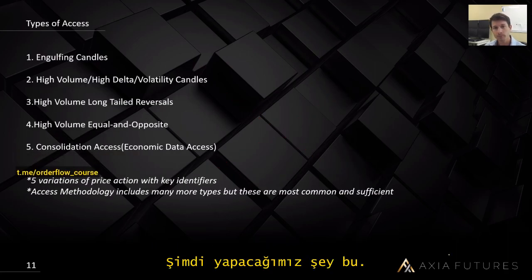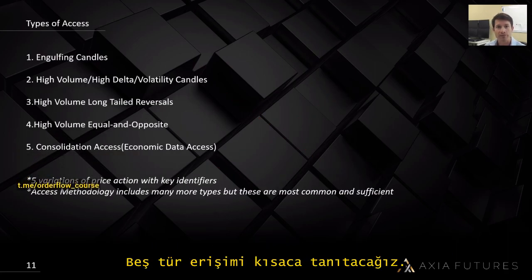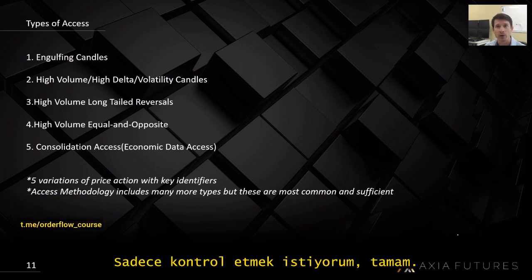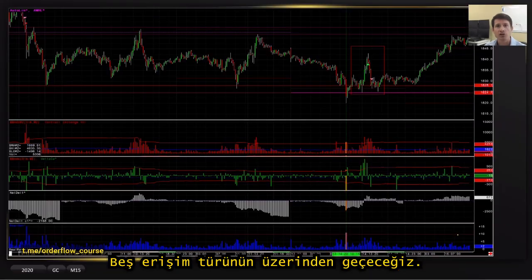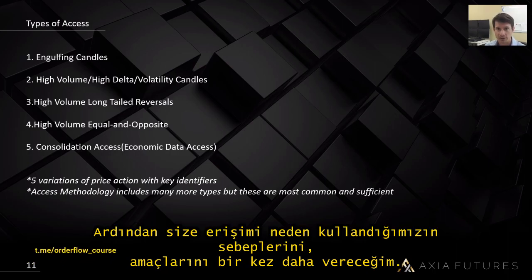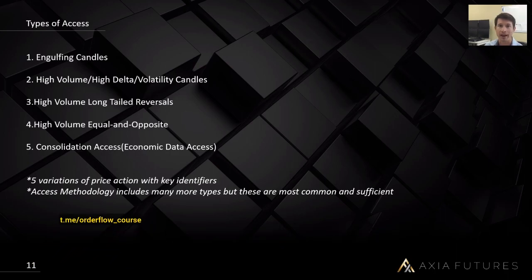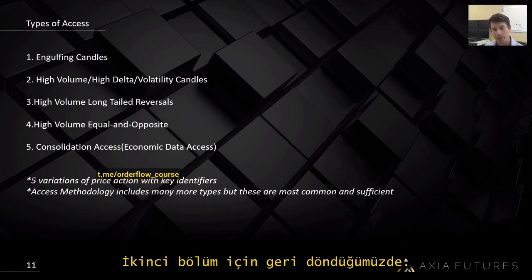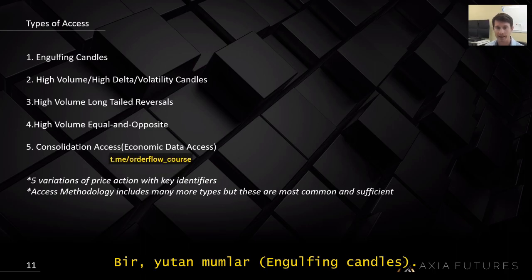So, this is what we're going to do now. We're going to briefly introduce the 5 types of access, and then I'll give you the reasons why we utilize access one more time, the objectives of it, and then you're going to take a break. So, 5 types, and don't worry, I'll go through these over the next couple of slides when we come back for part 2. 1, engulfing candles.